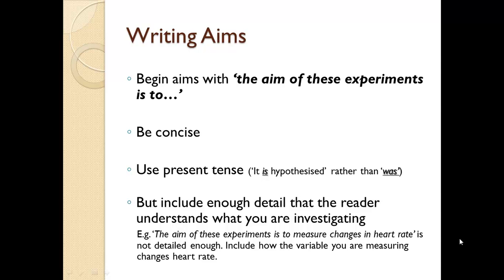My example here is a poor example. The aim of these experiments is to measure changes in heart rate. That aim, you really need to include what sort of changes, why, expand a little bit. I mean, the variables such as temperature changes, diurnal, they aren't mentioned there.